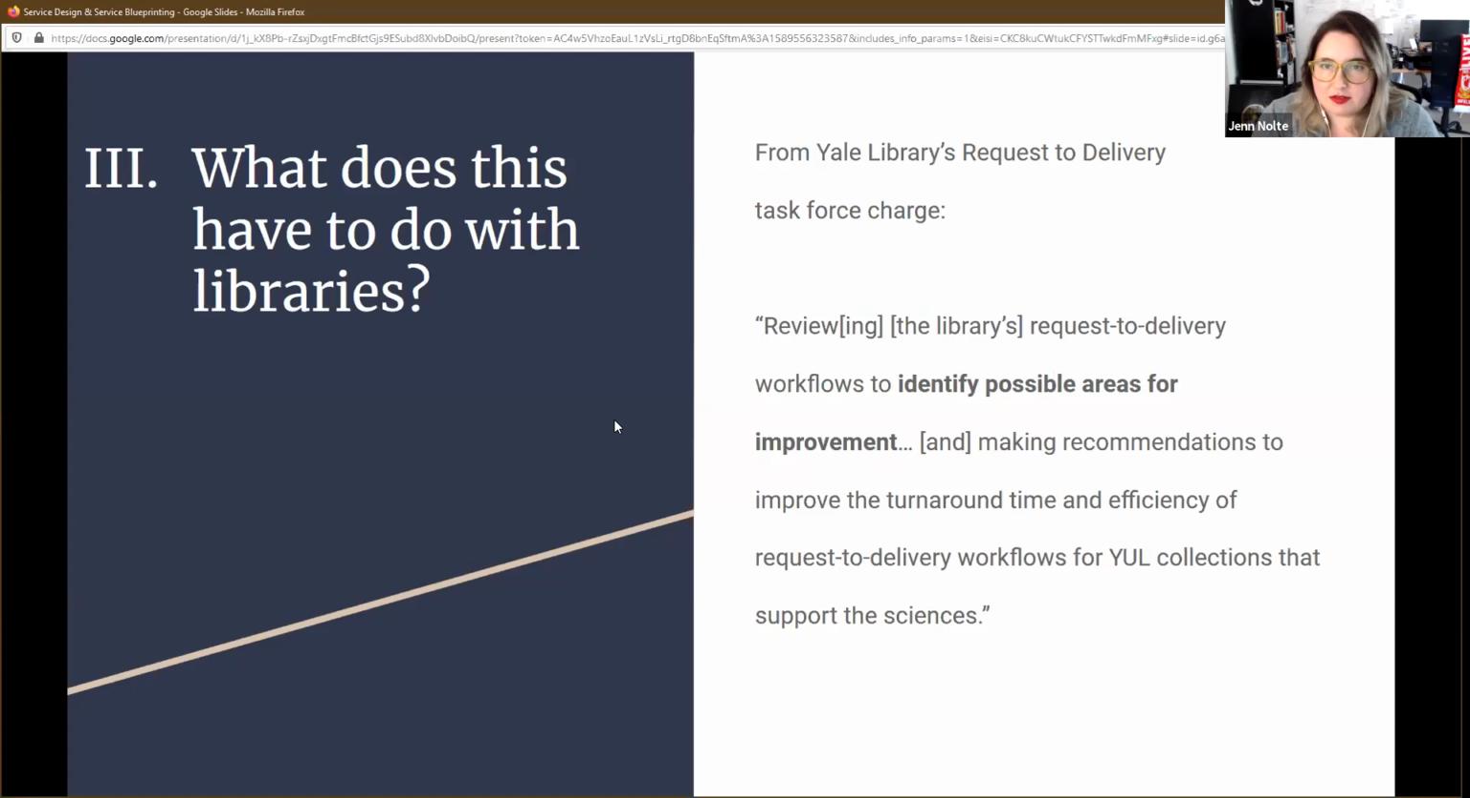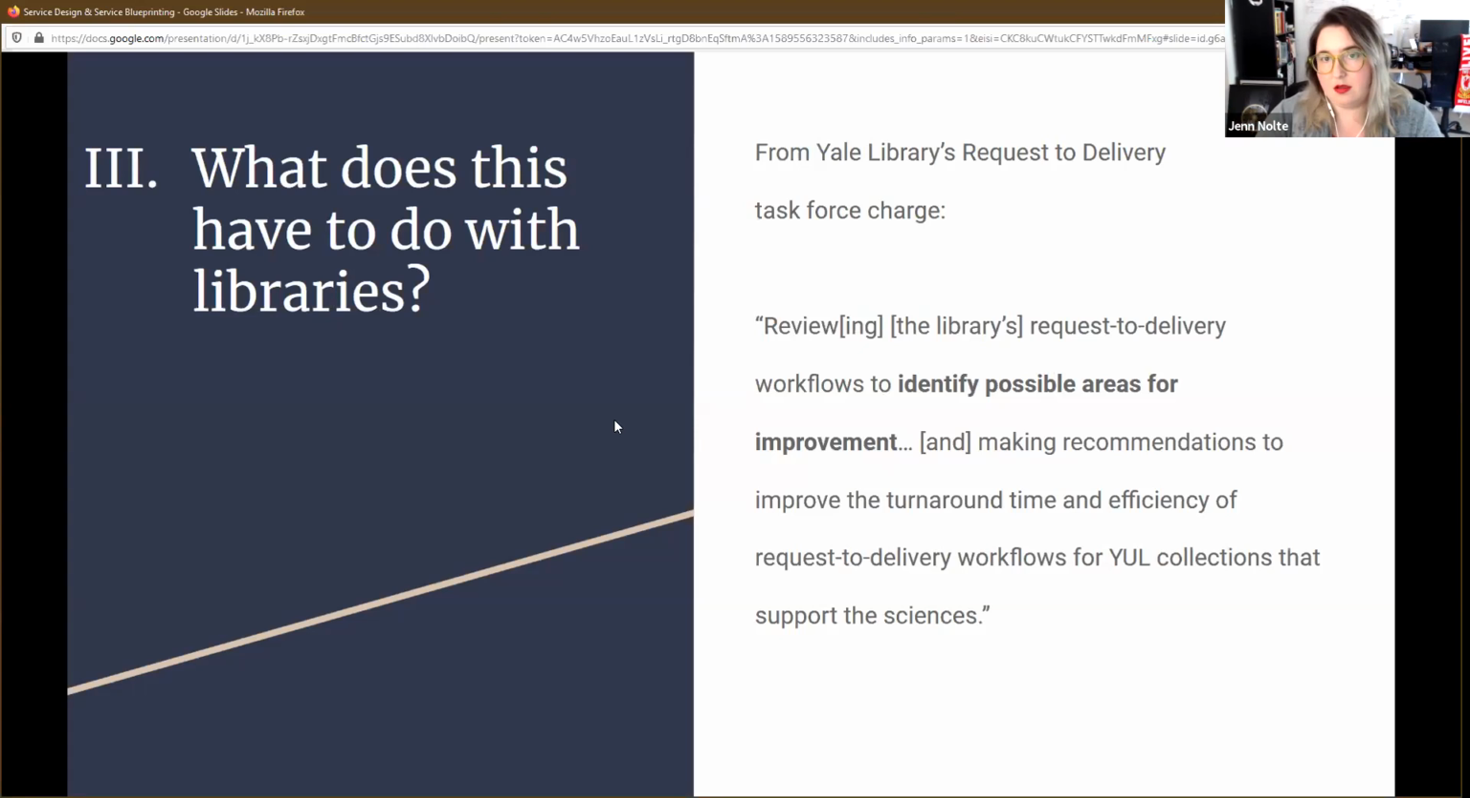So what does this have to do with libraries? And you might already have guessed this, but I wanted to take a quote from a recent charge for a task force at Yale Library that my group, Assessment and User Experience Research, has been working on. And this task force was told to review the library's request to delivery workflow.